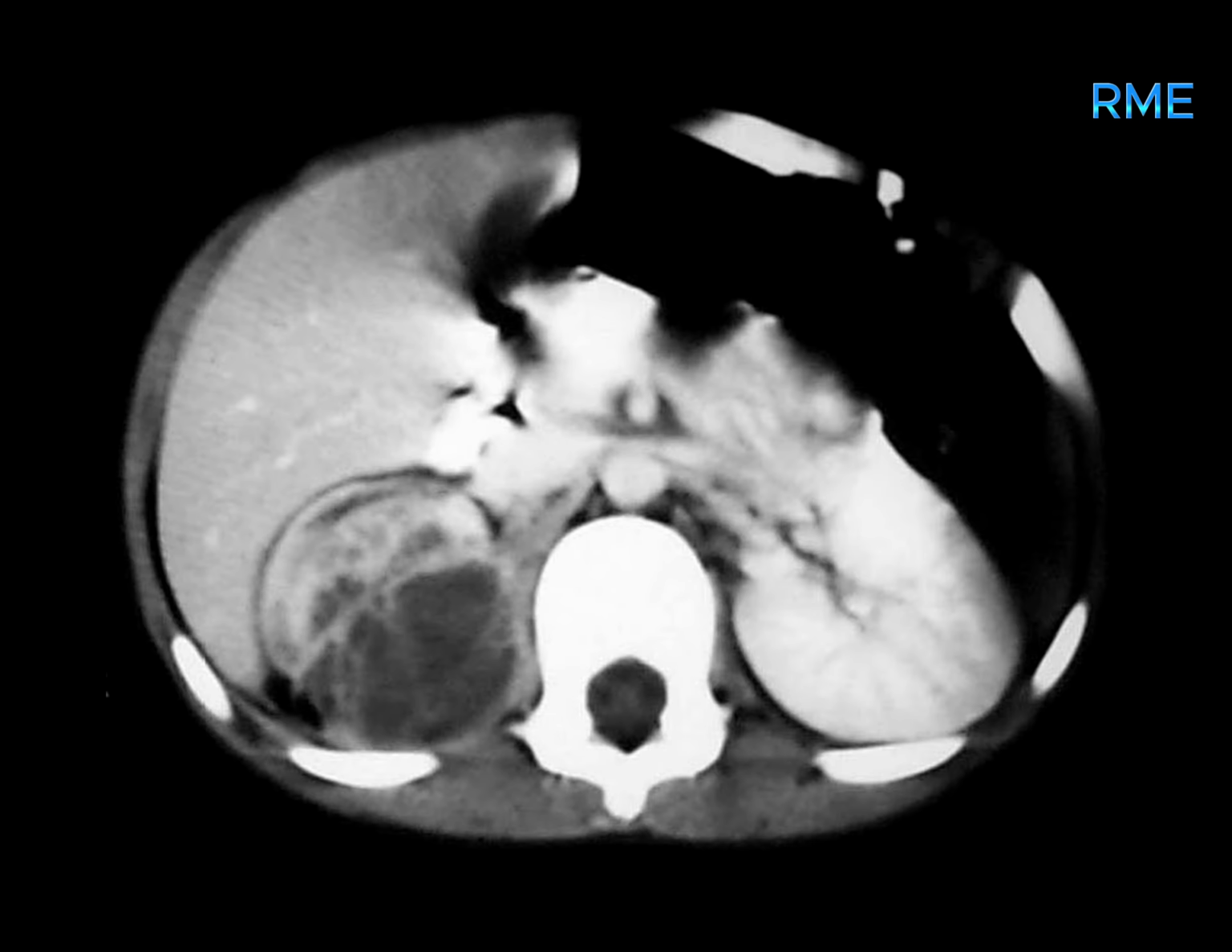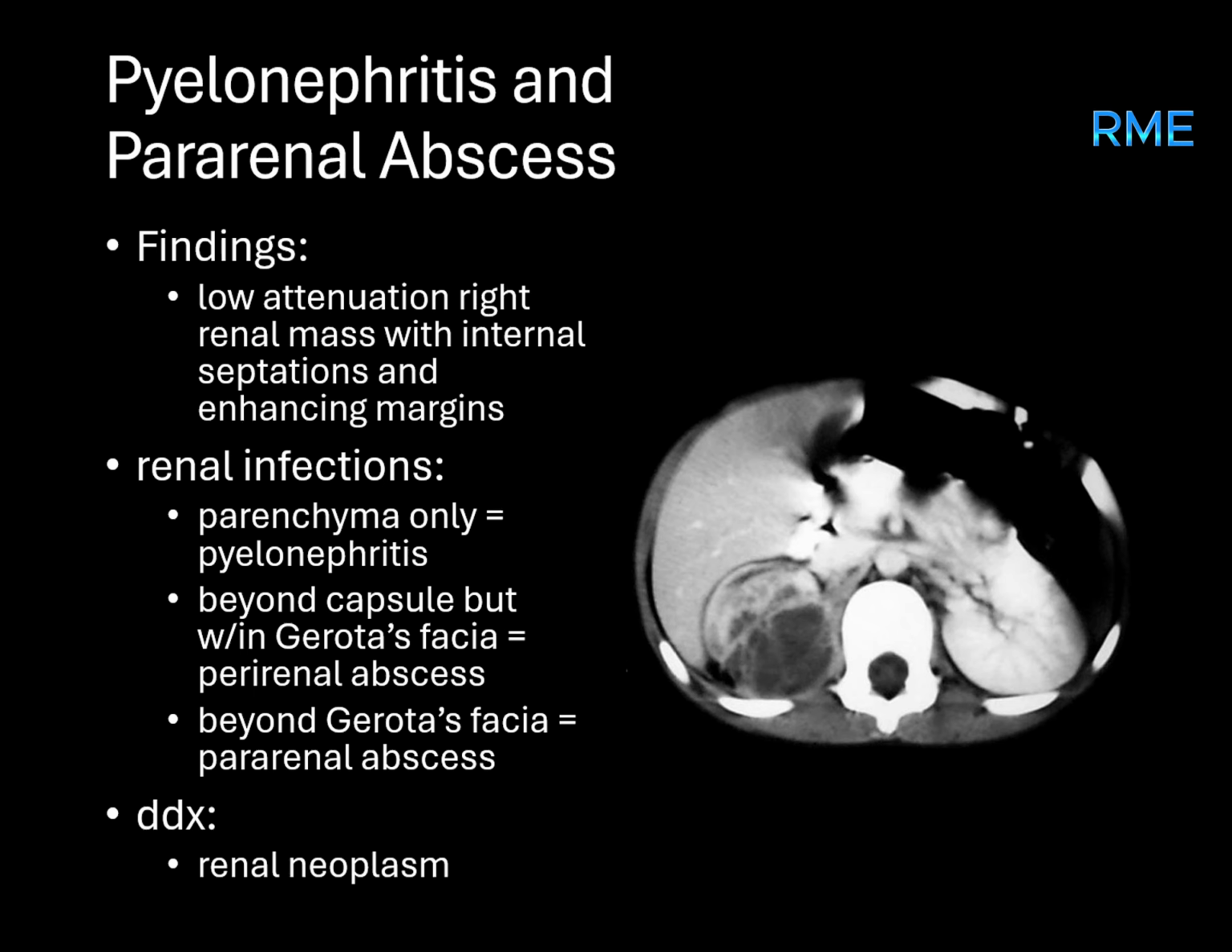What abnormalities do you notice in this image? This image shows a low attenuation right renal mass with internal septations and enhancing margins. These findings are indicative of pyelonephritis with a pararenal abscess. The mass effect on the kidney and the presence of enhancing septations within the lesion suggest infection and abscess formation.